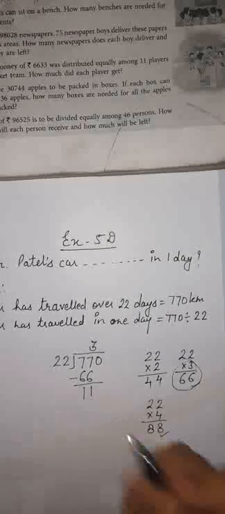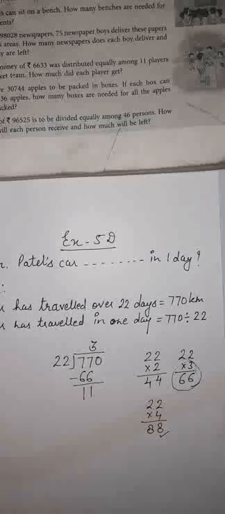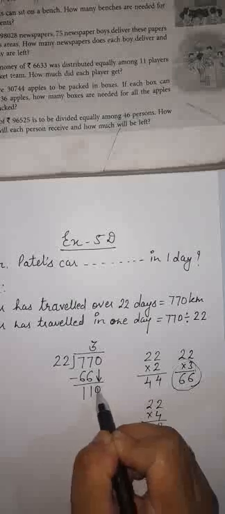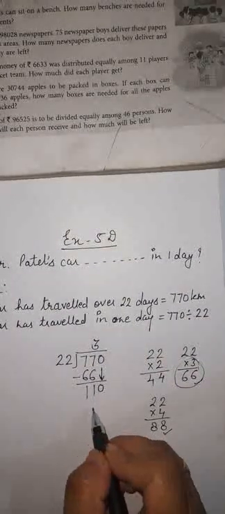7 minus 6, 1. Fine. This is the subtraction symbol. Now this is 11, smaller than 22. We can't divide, so bring it down. We will bring down the 0. Now it will become 110.